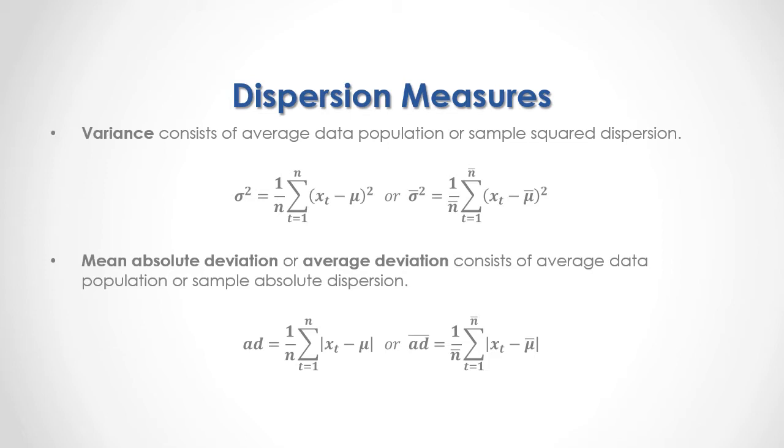And to the right we have the sample average deviation, which is equal to 1 divided by the number of observations within the sample multiplied by the sum from the first to the last of the absolute value of the differences between the data within the sample minus its arithmetic mean.